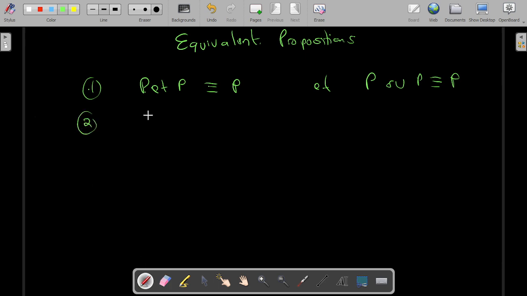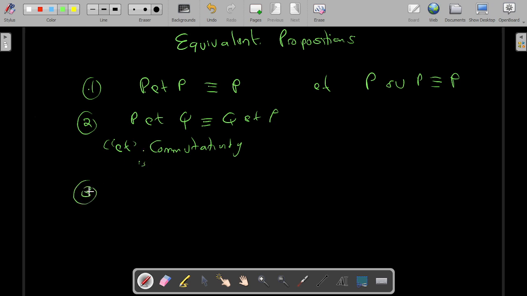The other property is that P and Q is equivalent to Q and P. Whenever you can change positions, this is referred to as commutativity, because we can change positions. So P and Q, we can also say Q and P. These two propositions are equivalent. So this means that the operation AND is commutative.